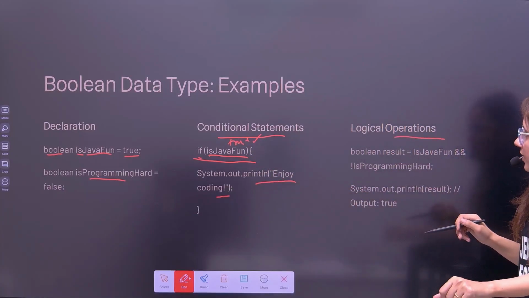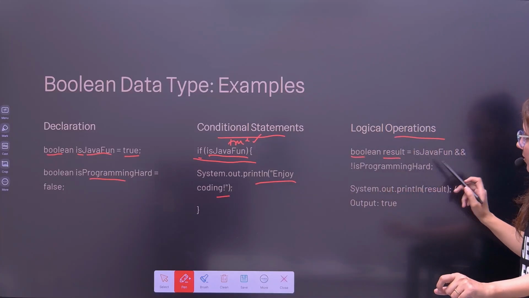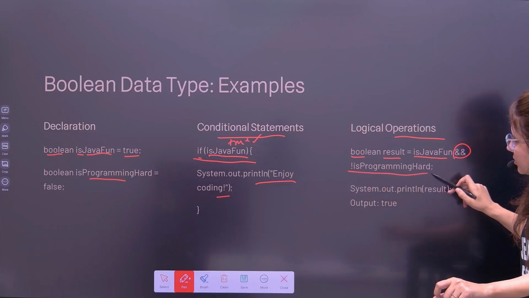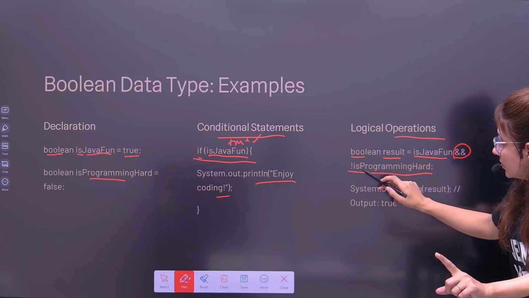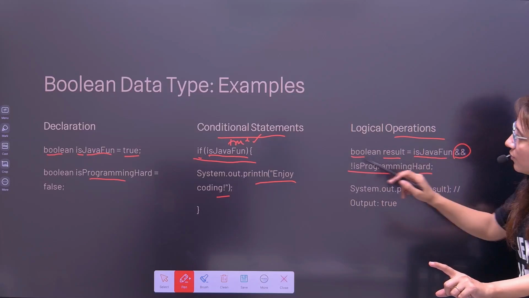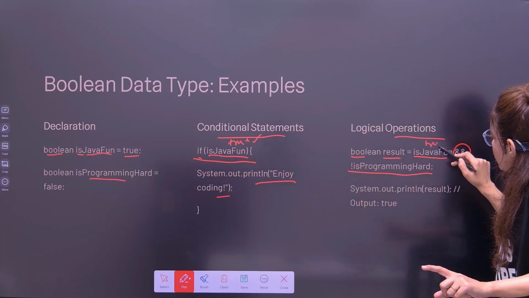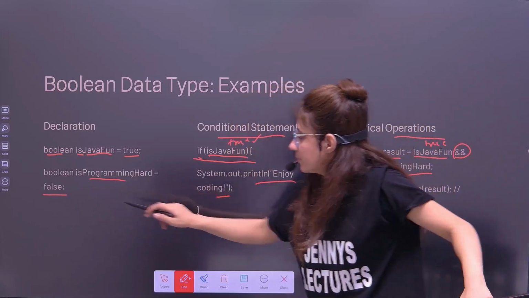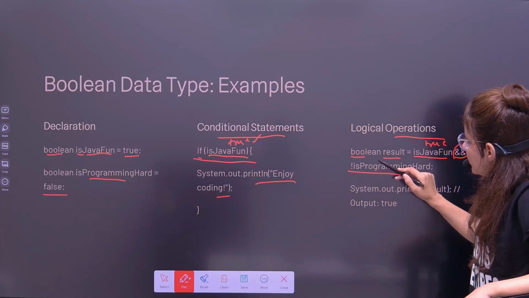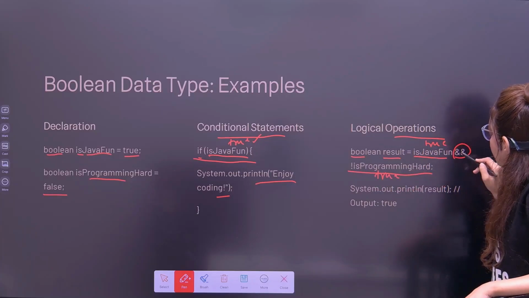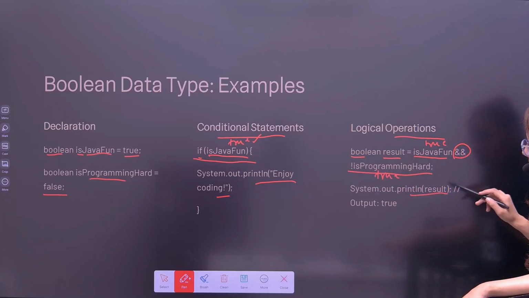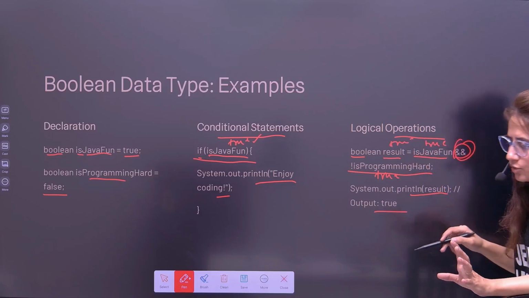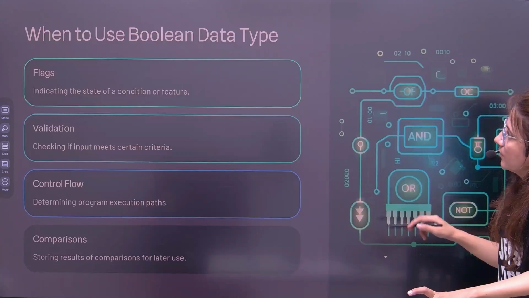Now in logical operations also we can use boolean. See, the result is a variable: isJavaFun, and this is the logical and operator, and this is the logical not operator, isProgrammingHard. So isJavaFun is true, and not isProgrammingHard: isProgrammingHard is false, and not makes it true. So true and true becomes true, so it will print the result that is true. We'll see these operators in the next video, don't worry. If you're not getting this, leave it.